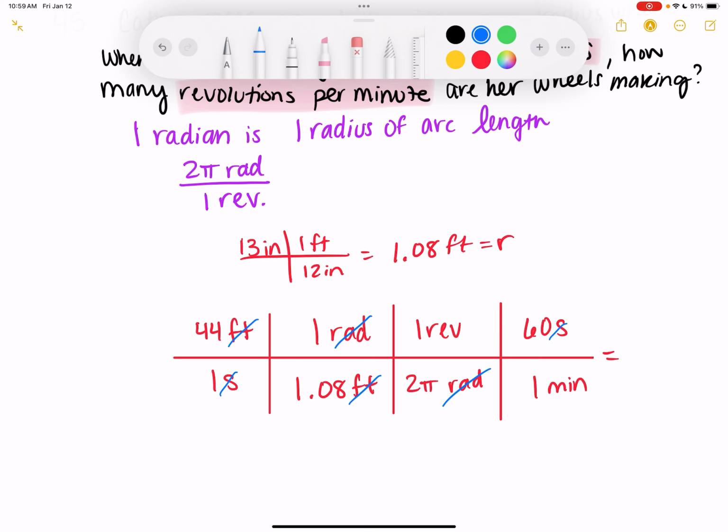What do you want us to round it out to? Let's just do 1 decimal place. It doesn't specify.